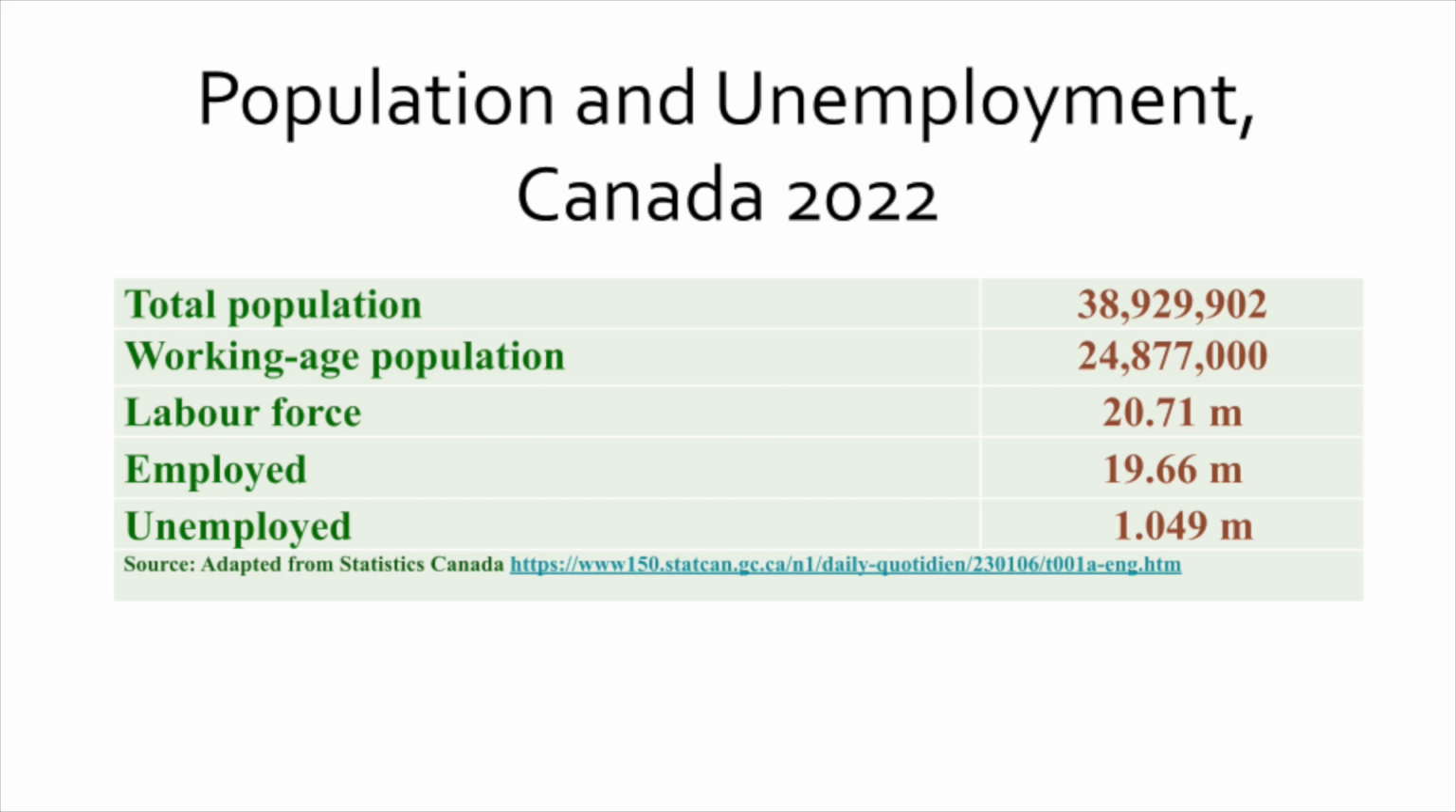If you look at the population and unemployment in Canada in 2022, there was a total population of 38,929,902, according to Statistics Canada. The working age population of that total, which is 15 and over, people who are not in the territories or on the Aboriginal reserves and people who are not in the armed forces or in jail, is 24,877,000. The labor force then was 20.71 million. Those employed was 19.66 million. The number of people unemployed was just over 1 million people.